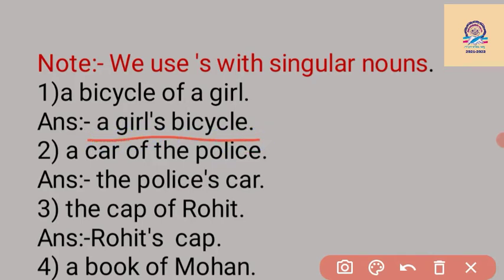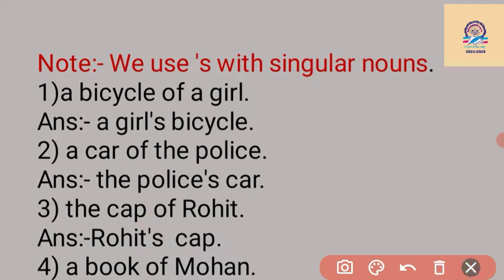We have to write apostrophe s after girl. Then, a car of the police. Our answer is the police's car. Here the car shows the relationship with the police. It is particular: the ownership of the car is the police's. Then the third example is given, the cap of Rohit. We can say Rohit's cap. We write apostrophe s after the singular noun.